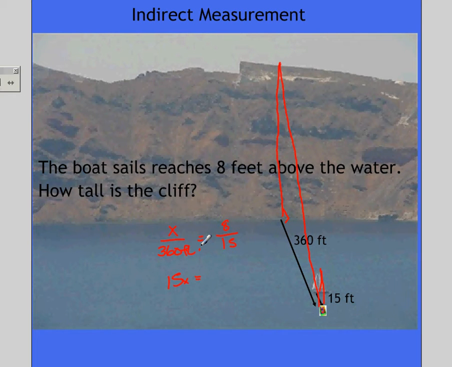15x equals 360 feet times 8, which is 2,880. So now we will be able to determine the height of this cliff by dividing by 15. And the height of the cliff is 192 feet.